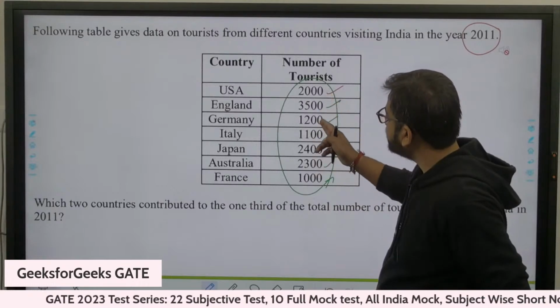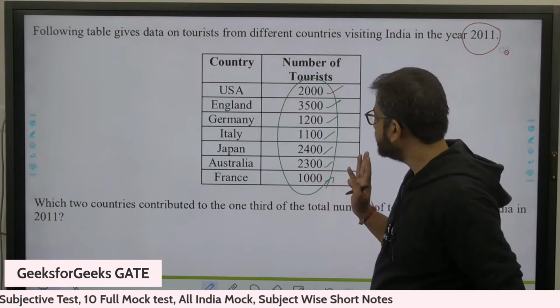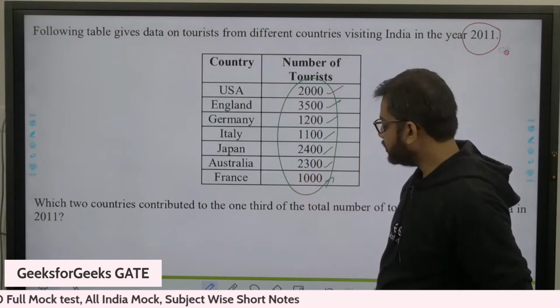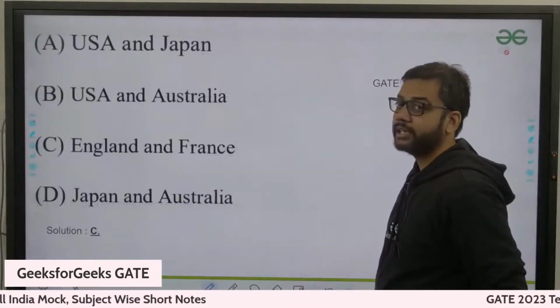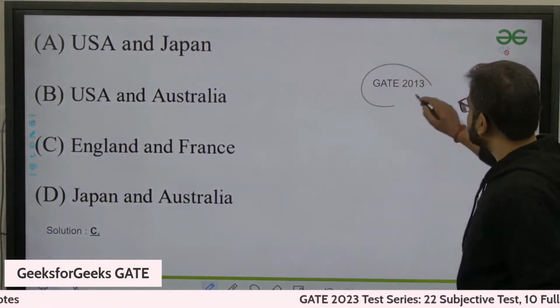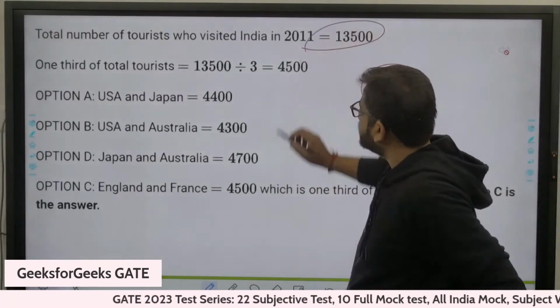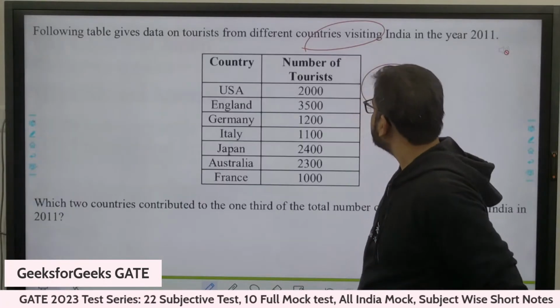2000 plus 3500 plus 1200 plus 1100 plus 2400 plus 2300 plus 1000. So this is the total number of tourists who travel in India. This is our GATE 2013 question. So the total number of tourists is equal to what? This much.